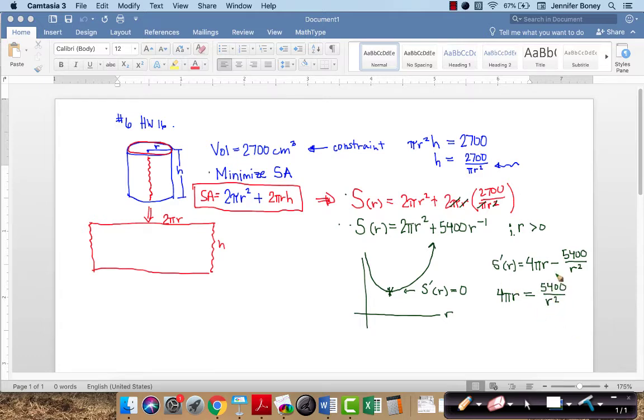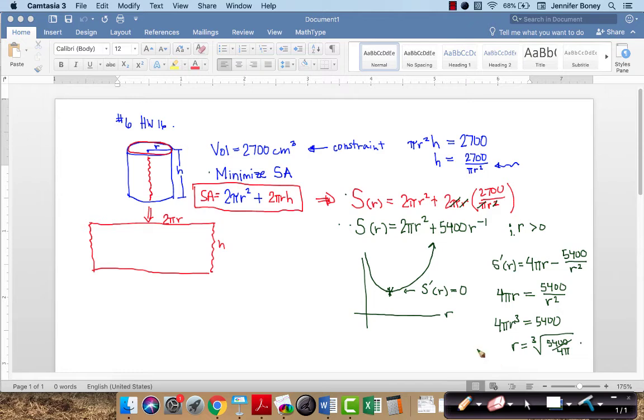From this form, I can multiply both sides by r squared to get rid of the denominator. Normally you don't multiply by a variable, but as long as I know that variable is non-zero, it's legal. So I get 4 pi r squared, or r cubed rather, is 5,400. And so to solve for when the derivative equals 0, there's exactly one answer. Divide and take a cube root. 5,400 over 4 pi, the cube root of that, would be the precise answer.